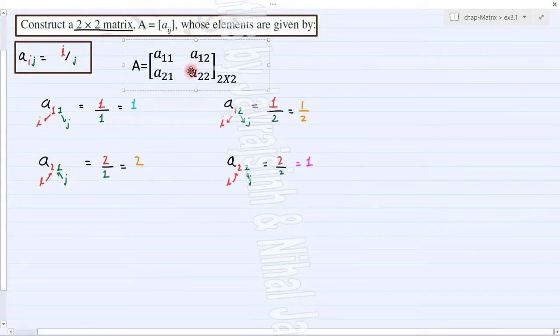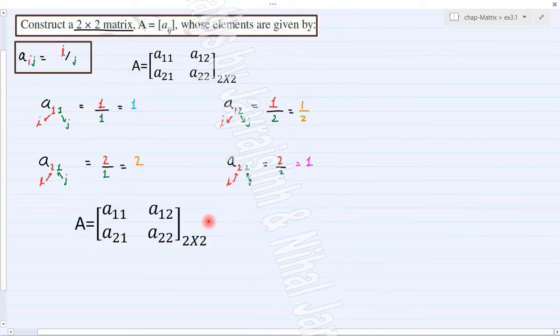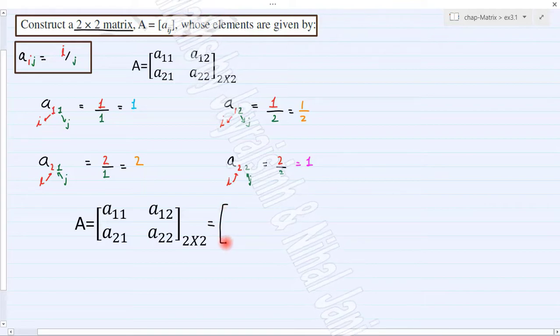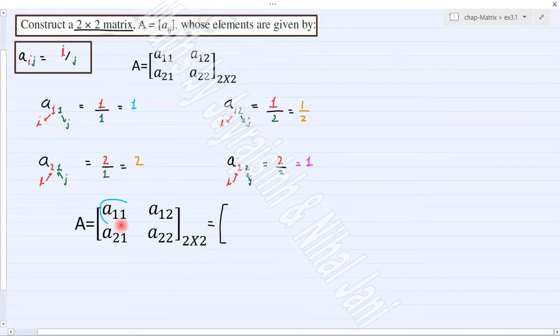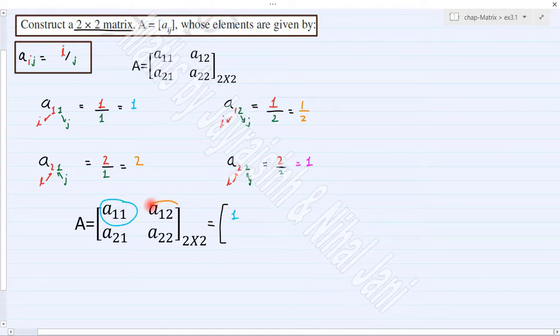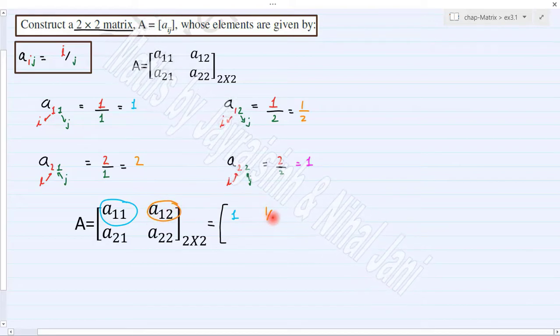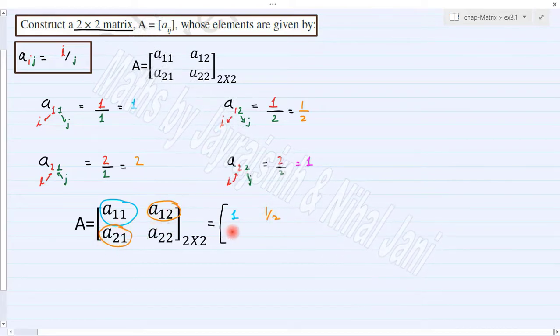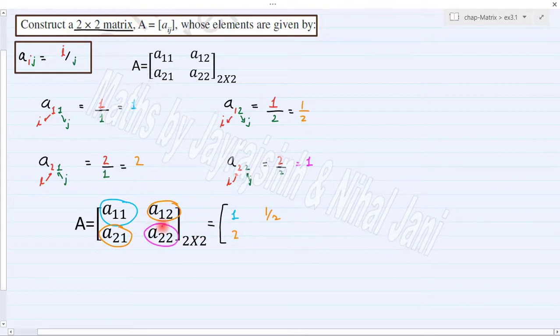So we are ready to construct our matrix. Just substitute the respective values. Your a11 is 1, a12 is 1 by 2, a21 is 2 and a22 is 1.